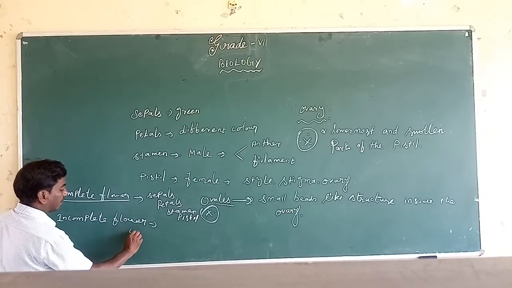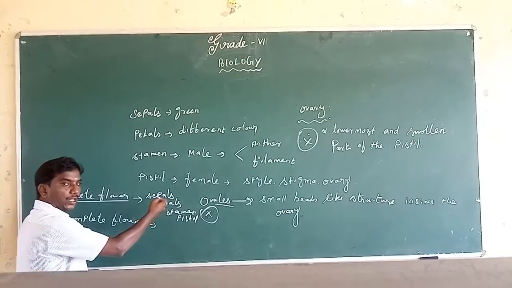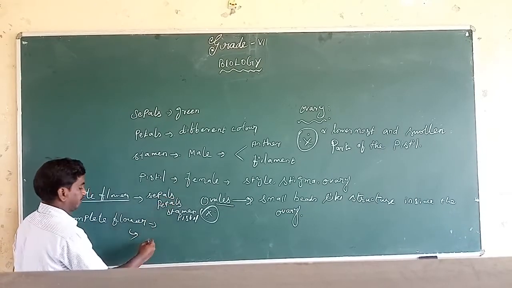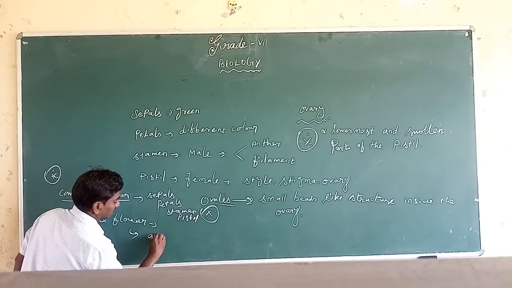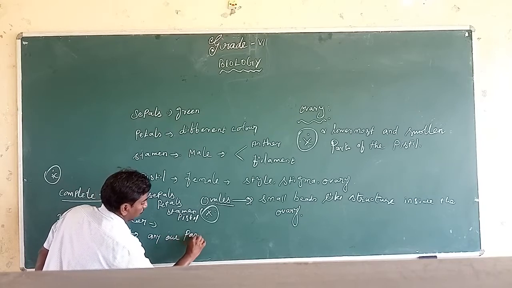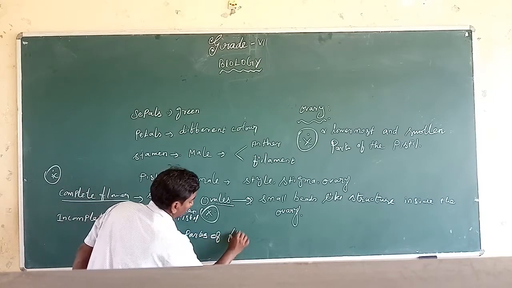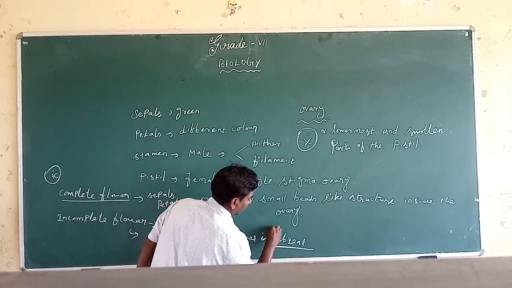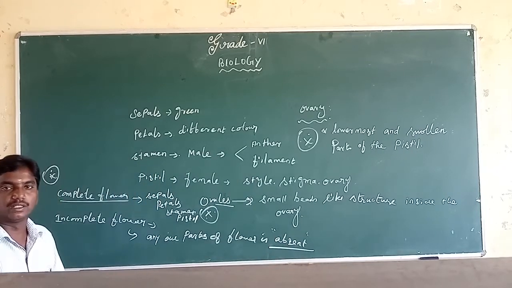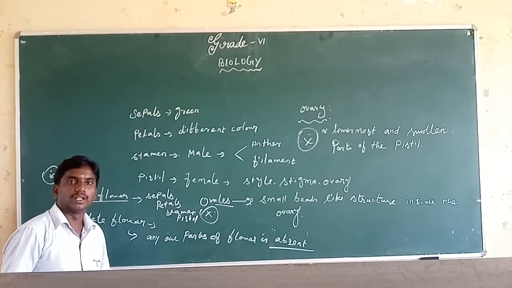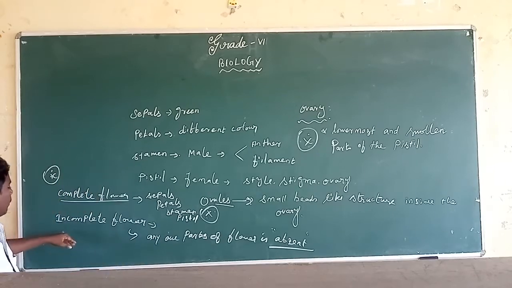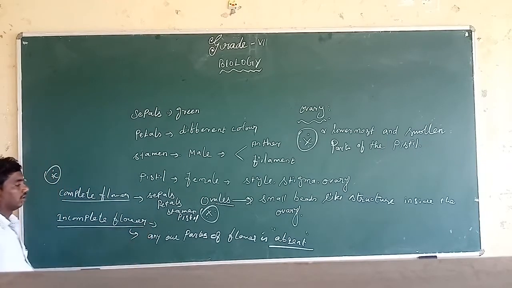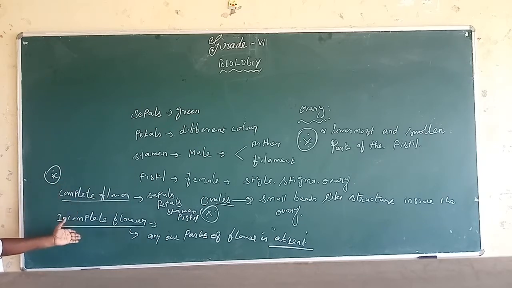And an incomplete flower means any one part of the flower is absent. That is very important. Like maybe the stamens or pistil, any one is absent. That flower is known as the incomplete flower. That flower is known as what? Incomplete flower. So flowers are of two types: one is a complete flower and another is an incomplete flower.